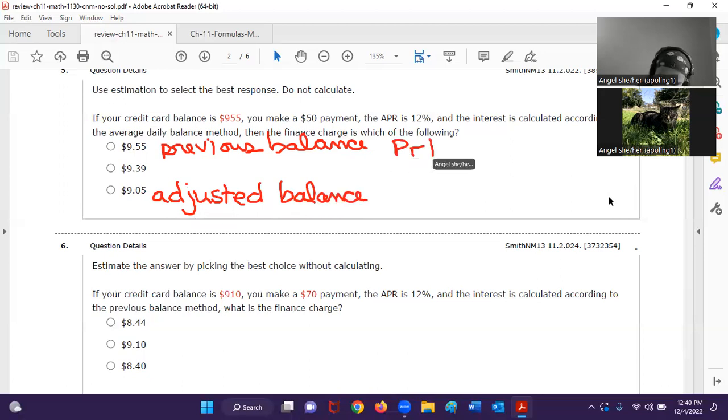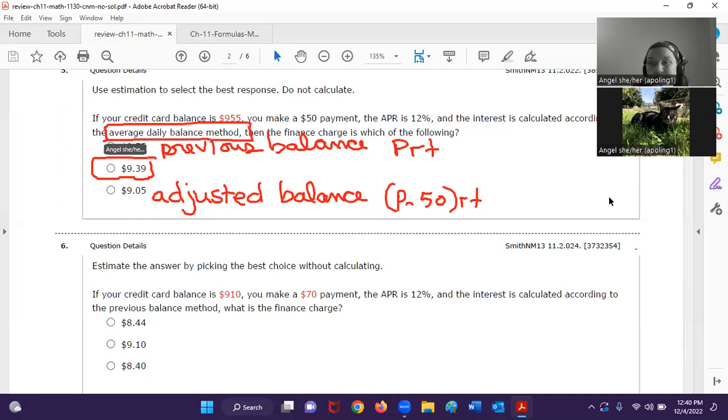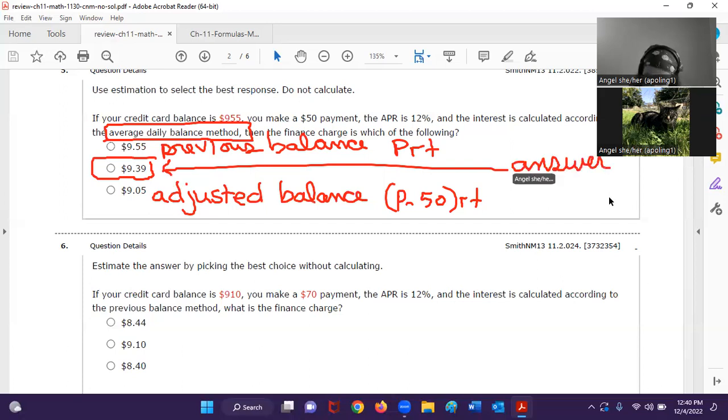Because we're looking at PRT on that one. This one's P minus $50 times RT. So adjusted, slightly smaller. So the choice in the middle is going to be the choice for the average daily balance, because that one takes into consideration both of these values, right? The lower one and the higher one. Okay, so our answer for the average daily balance.